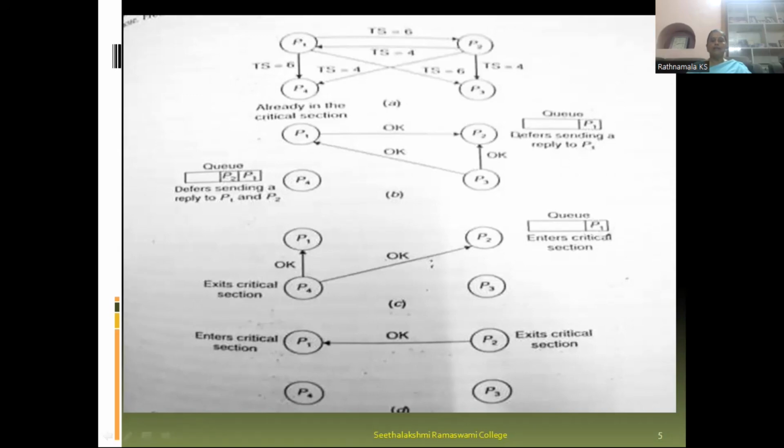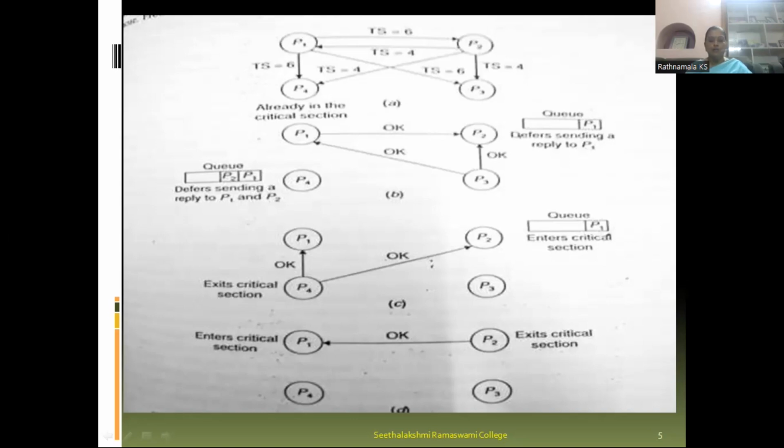Once it completes, it exits the critical section and sends an OK message to P1. Then P1 has got consent from all the other three processes, so it enters into the critical section. Once it completes the process, it will release the resource. This is the distributed approach for processes P1, P2, P3, that is, more than one process in the environment.